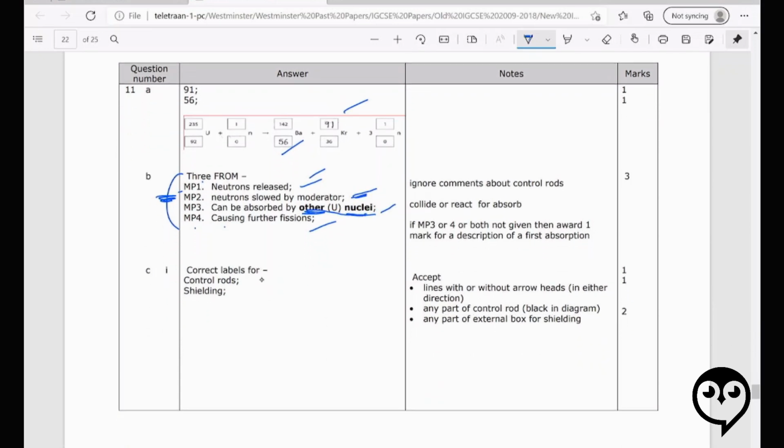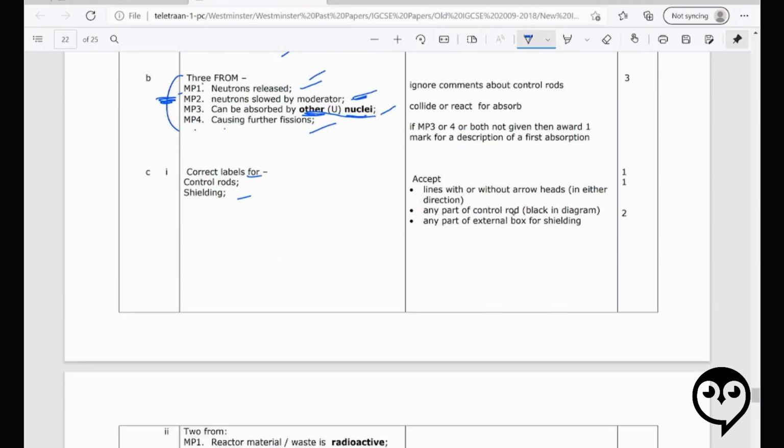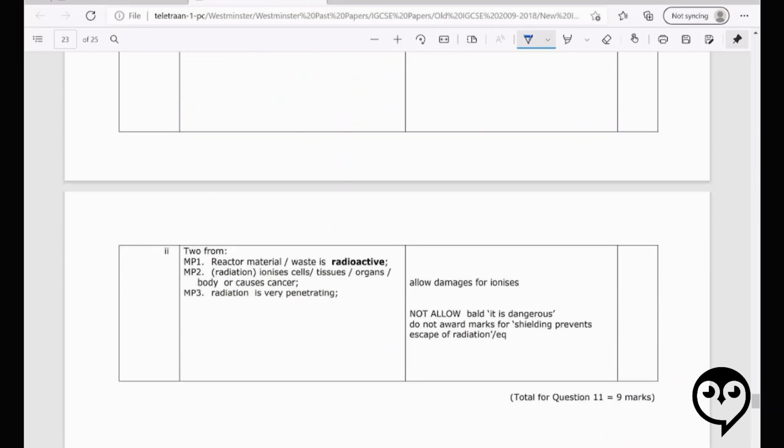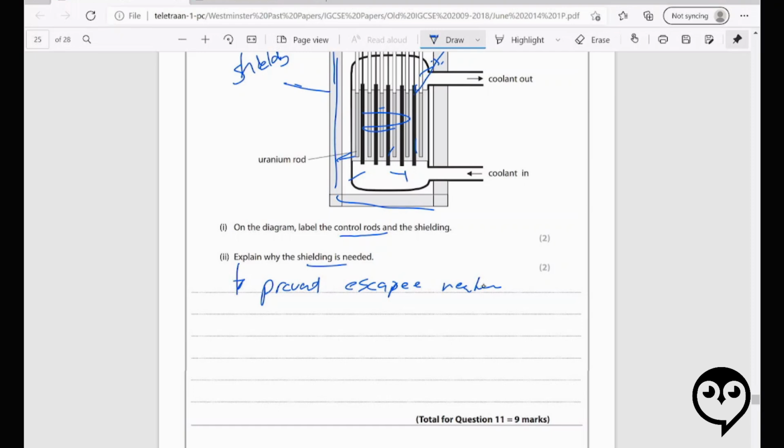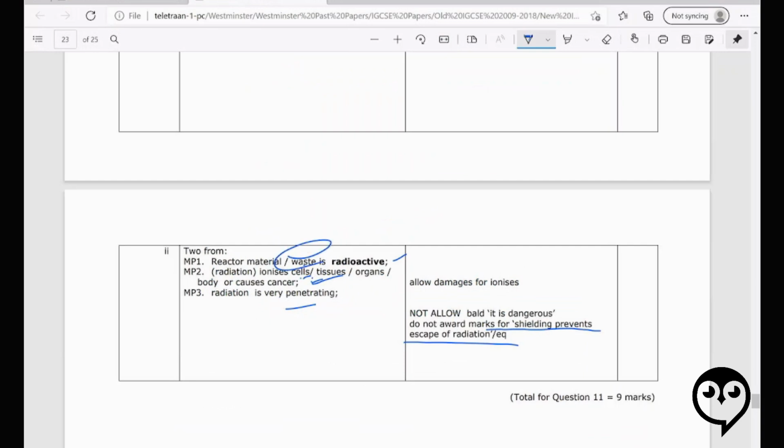Correct labels, yeah. We got the control rods and the shielding. Any part of the control box, black in the diagram. Any part of the external box for the shielding, good. Okay, and then here, reactor material or waste is radioactive. It ionizes, and it's penetrating, and it causes issues. Prevents escape of radiation. I said escaped neutrons, but I suppose there's radioactive material in here as well, which is releasing radiation. Radiation is being released, whether it comes from the neutrons, or whether they're talking about the waste inside. Either way, that doesn't matter.